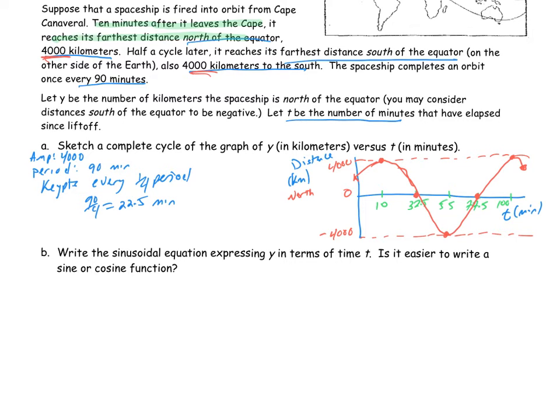And is it easier to write a sine or cosine first? I don't think either one of these is really much easier. Let's do the cosine first. To write a cosine function, let's choose a maximum value. So for cosine, I'm choosing the point 10, 4,000, and that means this function is shifted right.